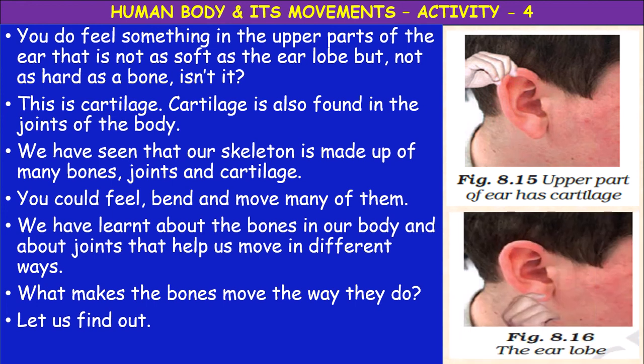So here this is the upper part and this is the lower lobe. The lower lobe is soft, but the upper part of the ear is not as soft as the lower lobe. It is also not as hard as bone. So it is the cartilage. Only the upper part of the ear is cartilage.